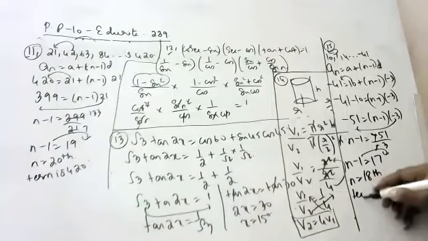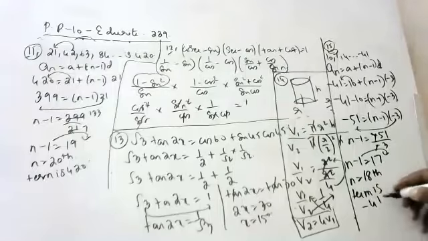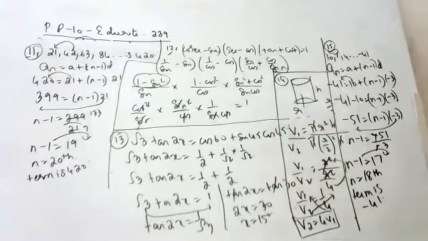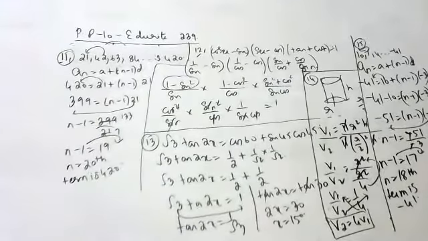18th term is minus 41. Okay, so the 18th term is coming minus 41.